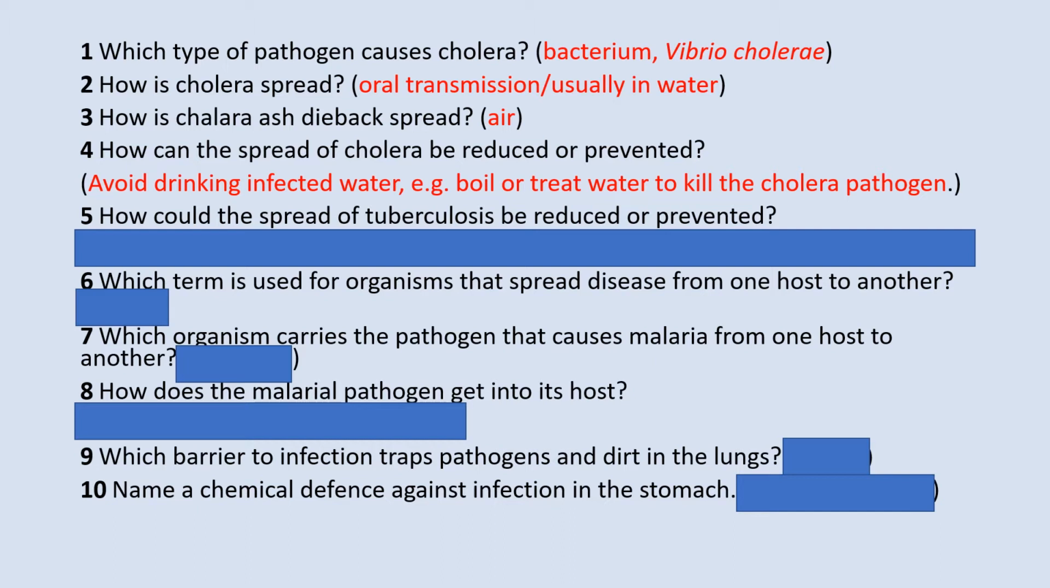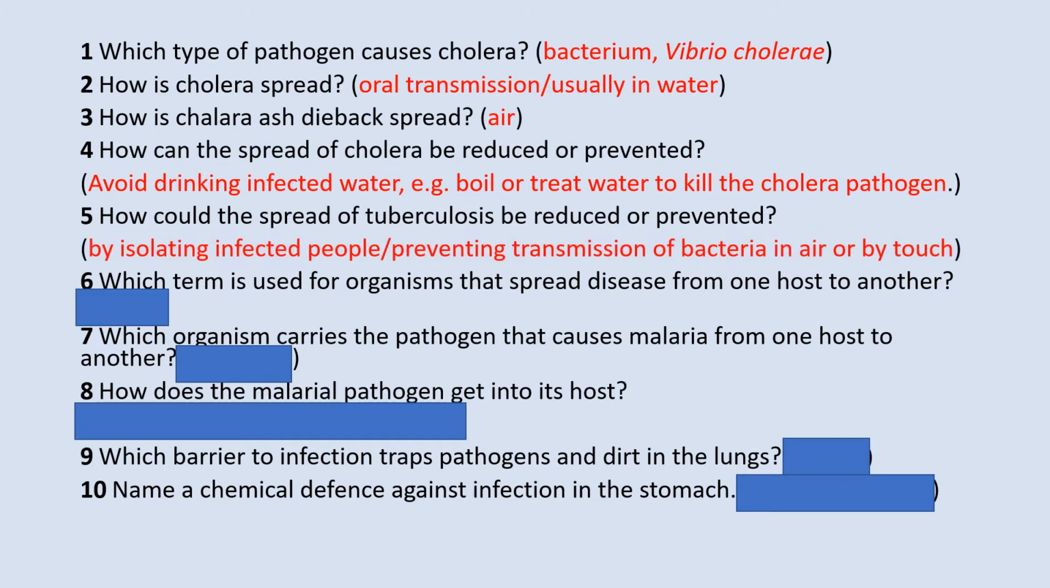How can the spread of TB or tuberculosis be reduced or prevented? So tuberculosis is an airborne bacteria, and it is done by isolation and prevention of transmission. So put your hand up when you cough. Very basic, but that kind of idea. Which term is used for organisms that spread disease from one host to another? We call them vectors. Which organism carries a pathogen that causes malaria from one host to another? I think we all know this one. Well, I hope we do. It is, of course, the mosquito.